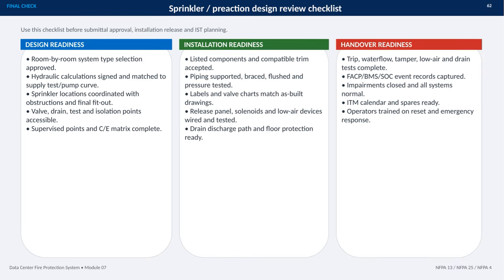The hydraulic calculations align with the supply test or pump curve, and sprinkler locations are coordinated with the final fit-out. Access to valves, drains, tests, and isolation points must also be confirmed, along with supervised points and the cause and effect matrix. Installation readiness focuses on listed compatible components, properly supported, braced, flushed, and pressure-tested piping, accurate labels and valve charts, tested release panel wiring and devices, and a safe drain discharge path.